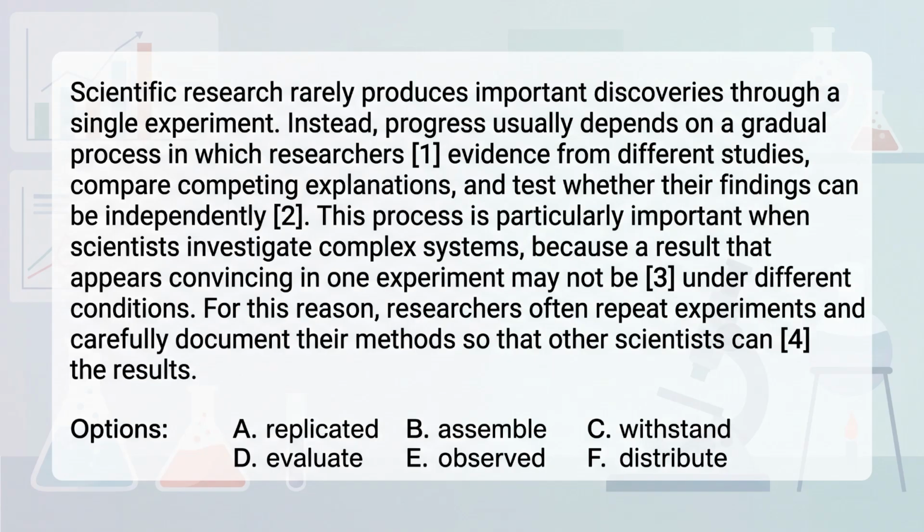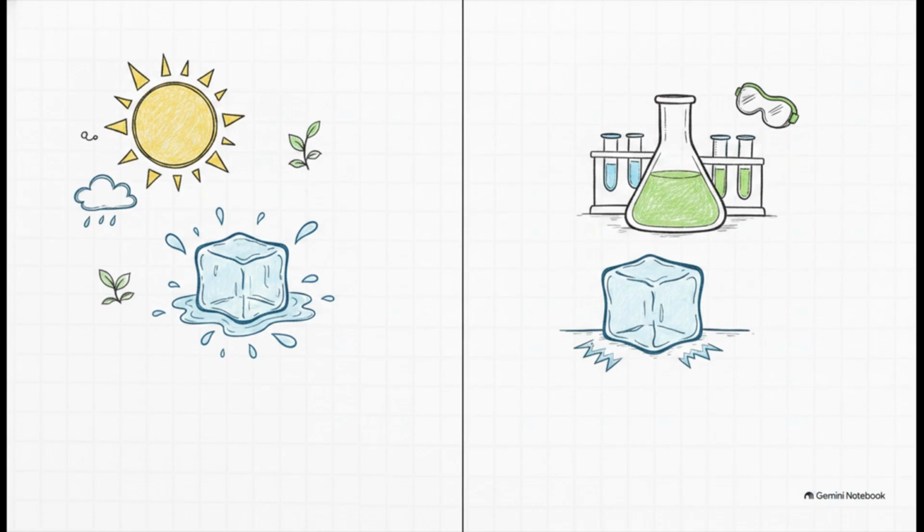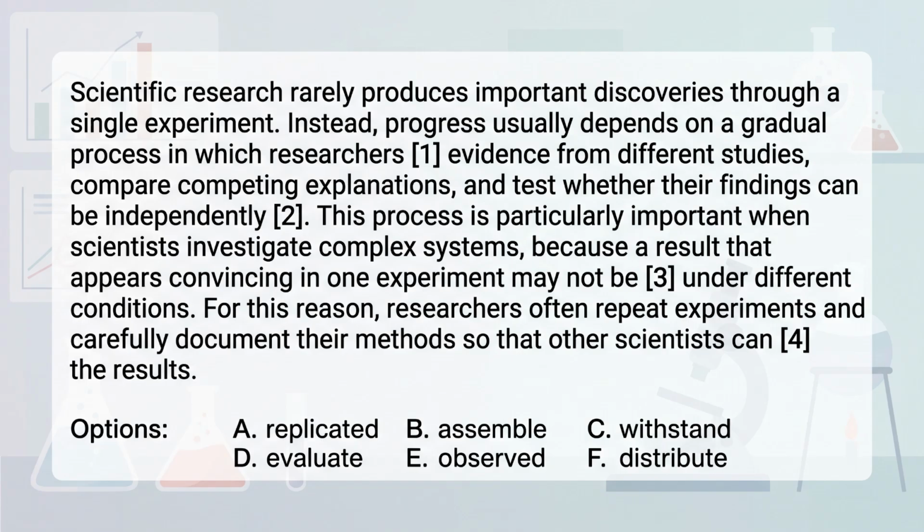Well, this brilliantly illustrates the whole concept of replication. In science, if you publish a finding, other scientists have to be able to repeat it. Therefore, replicated is the absolute perfect scientific collocation here. Now, let's shift our focus heavily onto context for the third blank. The passage continues. This process is particularly important when scientists investigate complex systems because a result that appears convincing in one experiment may not be blank 3 under different conditions.